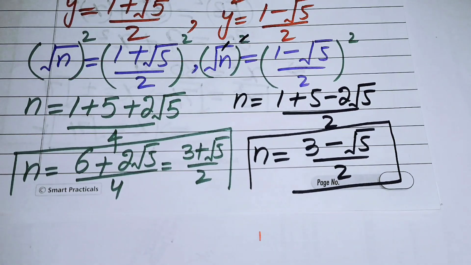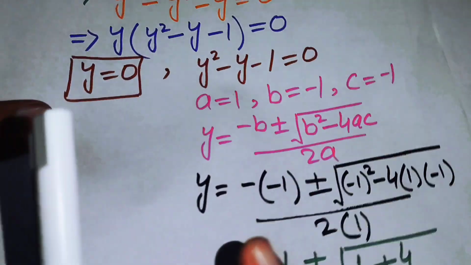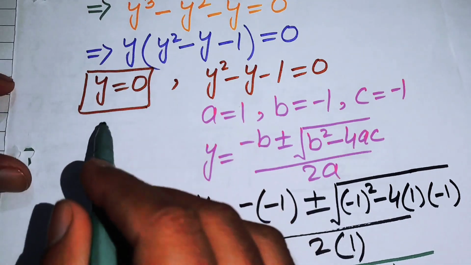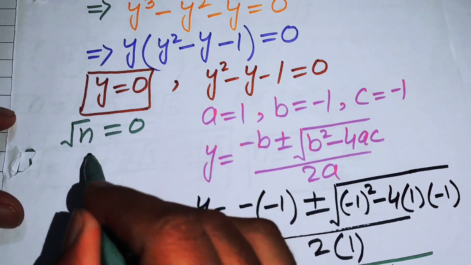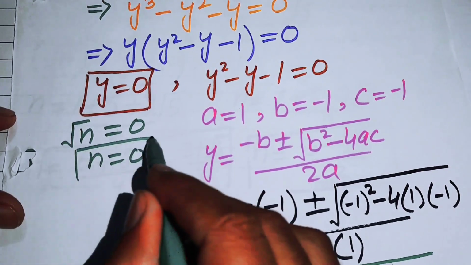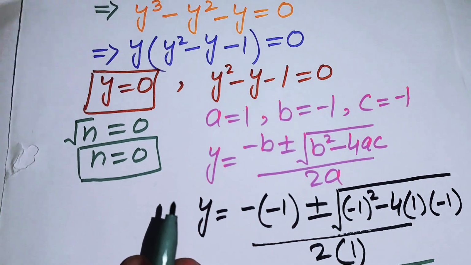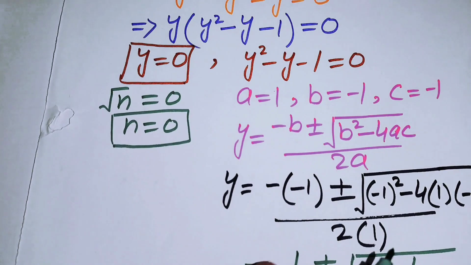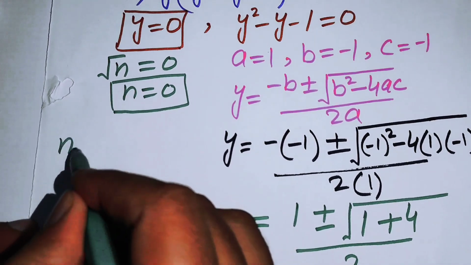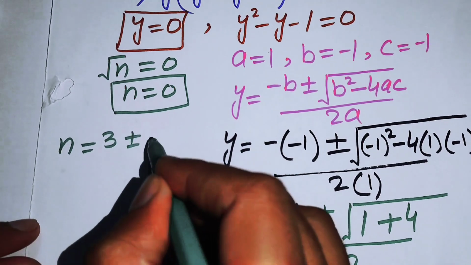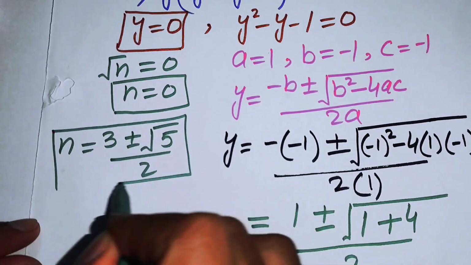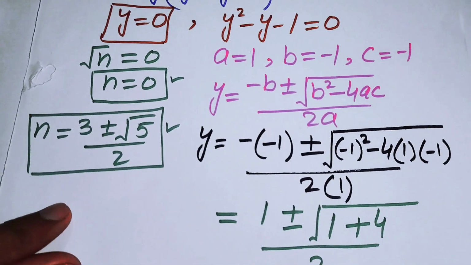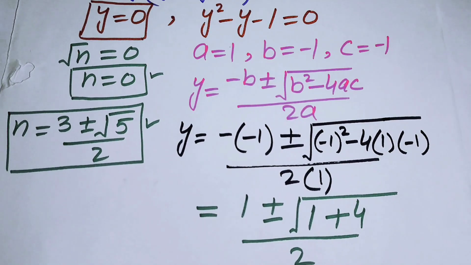And now we move towards the first case, which is y equals 0, and when you put the value here you get square root of n equals 0 and you get n equals 0. This is the third root of the given equation. So now I will write all three roots of n here. You get n equals 3 plus minus square root of 5 over 2. So these are the two roots, and this is the one root, and these are the total three roots of the given question. And this is our final answer.